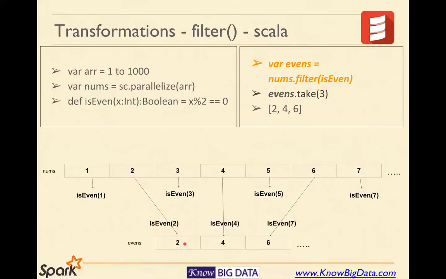This returned true, therefore output was kept. This returned false, so it got discarded. It returned true, so it was kept, and so on. So while creating a filter, all you have to return is true or false, the Boolean value signifying whether to keep it or drop it.